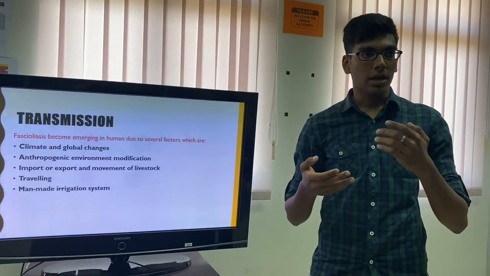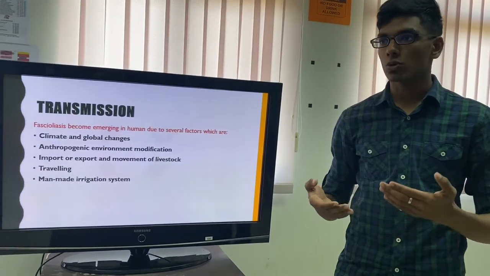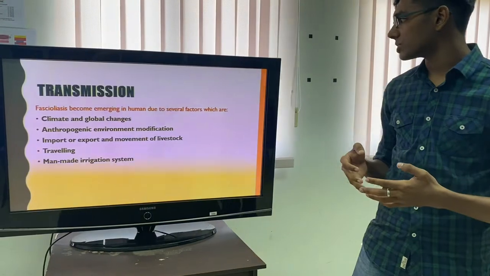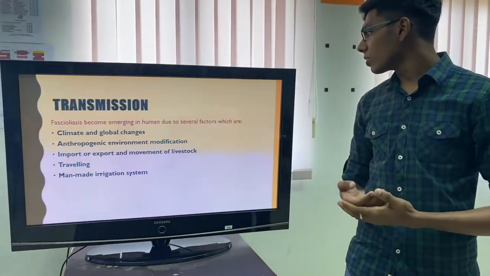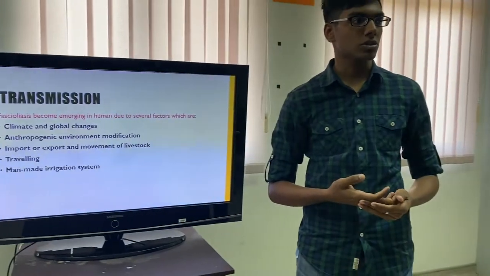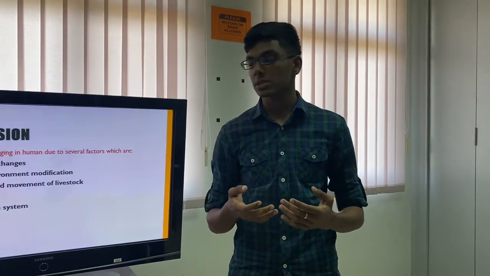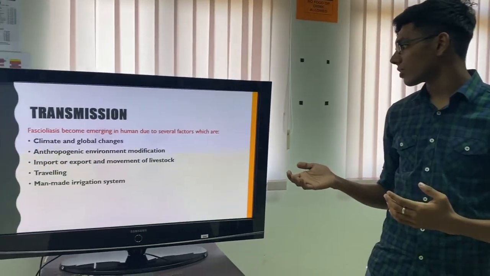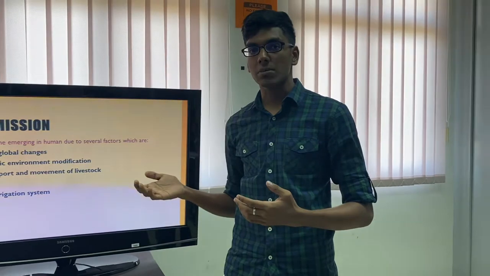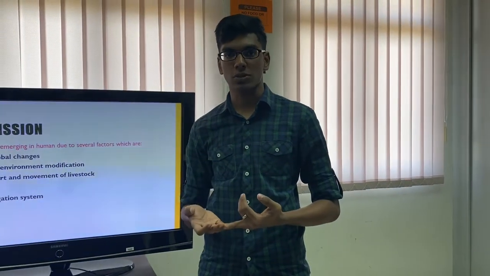cause the Fasciola to better adapt to the high temperature. Next is the import or export and the movement of livestock, because livestock can be the source of Fasciola and they can bring and transfer it to other animals. Next is also traveling and man-made irrigation systems, which can bring Fasciola to crops and also to livestock.